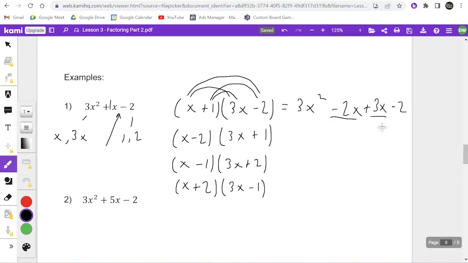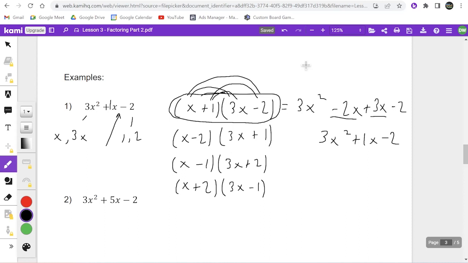Now these two things are like terms. They add up to a positive 1x. So we get 3x squared plus 1x minus 2. And hey, that's exactly what we wanted. This is correct. The final answer is x plus 1 times 3x minus 2. In other words, we got lucky.